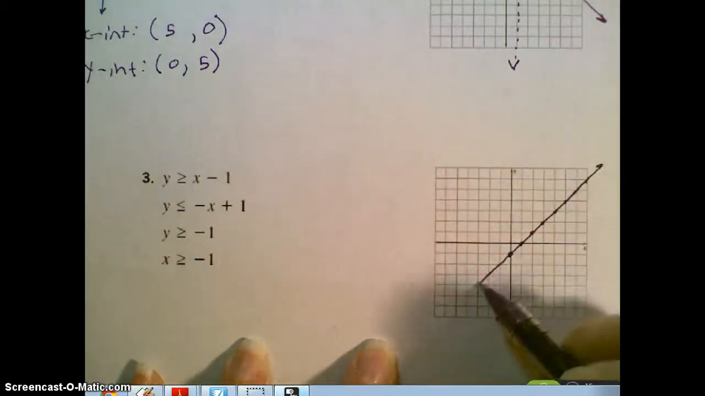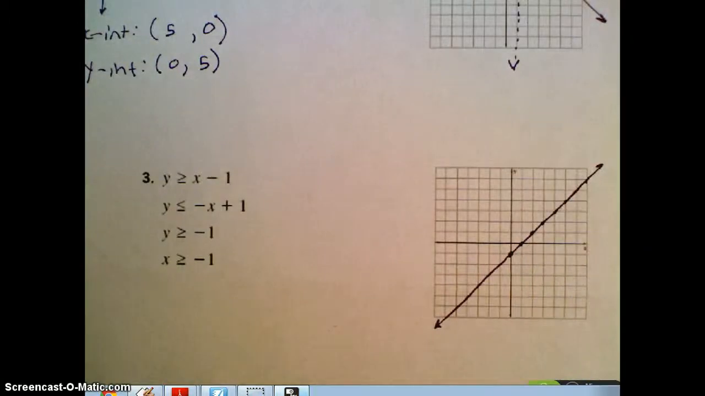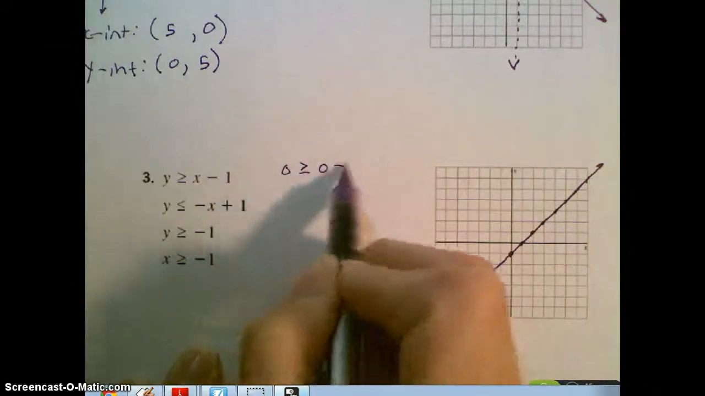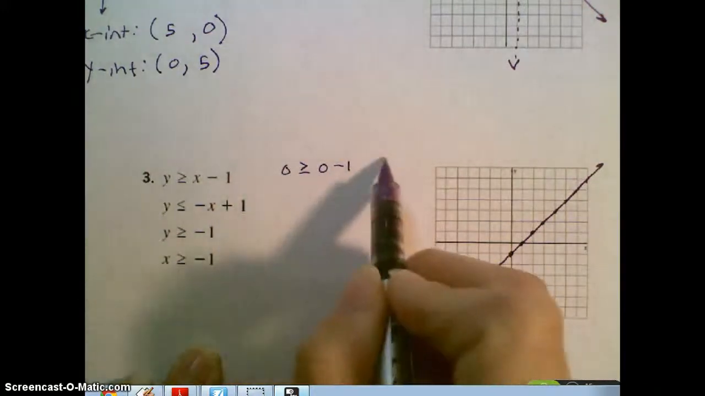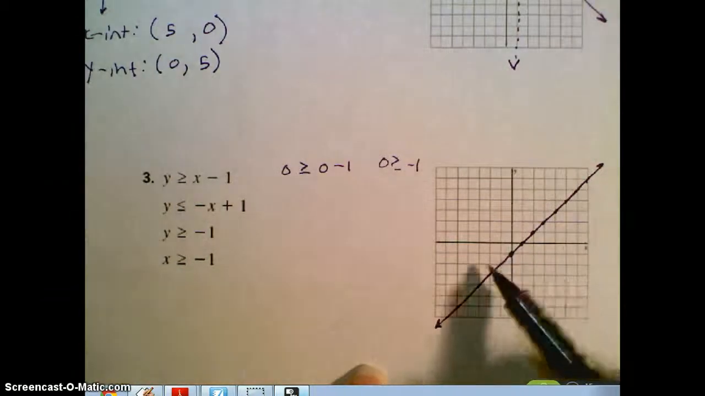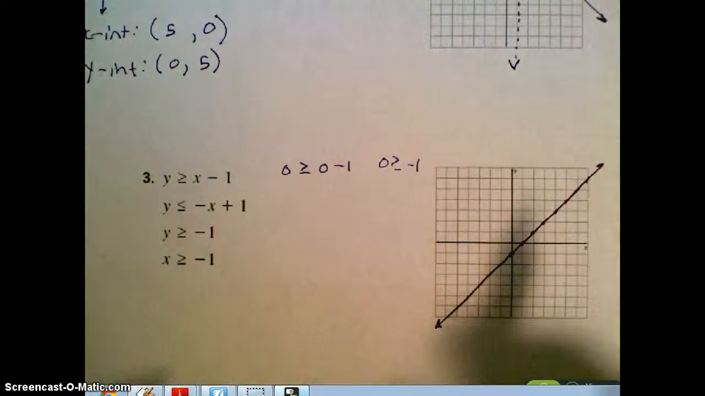Okay, and so far I'm getting pretty lucky as far as lines not going through the origin. But if a line were to go through (0, 0), then I'd have to pick a different point on either side. But we're lucky here, so I'm going to pick (0, 0). And let's see, is 0 greater than or equal to -1? Yes, it is. So this side here would be shaded. Now I'm going to try to memorize that.